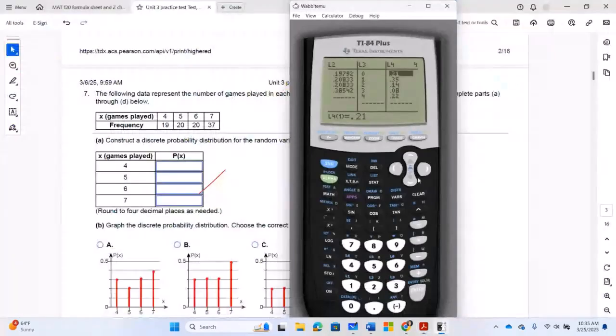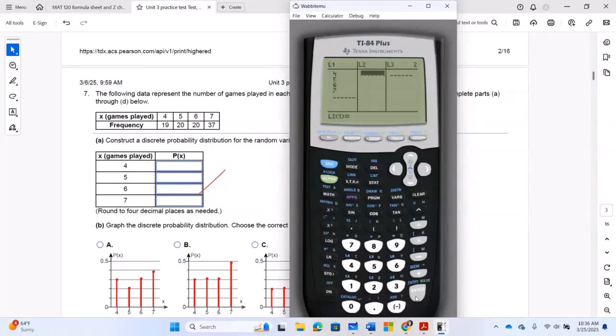Okay, so I'm going to clear L4. I don't need L4. I don't need L3. L4, clear, enter. L3, clear, enter. L2, clear, enter. L1, I don't need any of these. Clear, enter. All right, so in my L1, I will put in the random variables, and that is 4, 5, 6, 7.